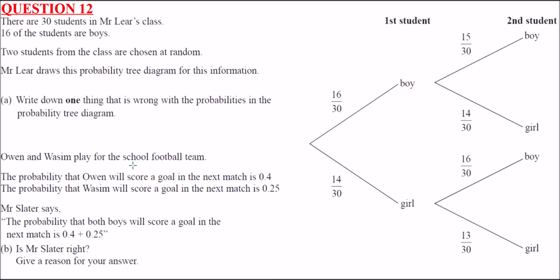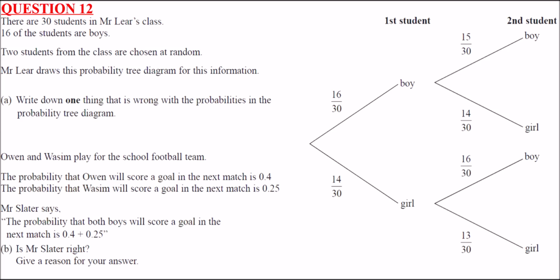Question 12. We've got 30 students in Mr. Lear's class. 16 students are boys. 2 students from the class are chosen at random, and Mr. Lear draws a probability tree diagram for this information. Write down one thing that's wrong with the probabilities in the probability tree diagram.